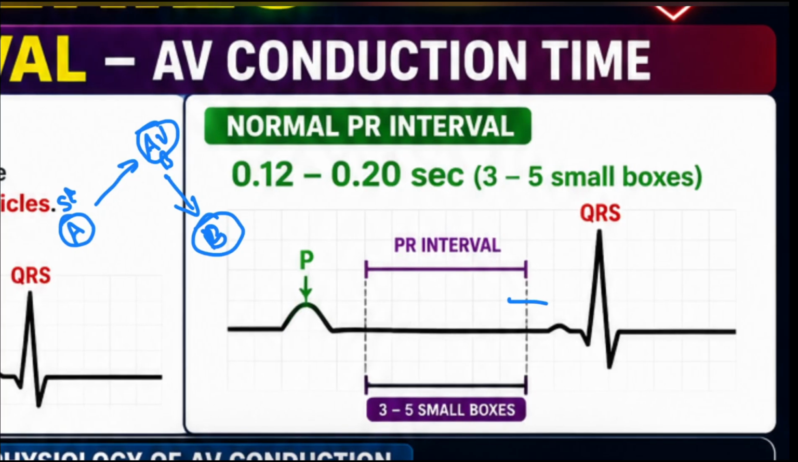Next, the normal PR interval. The normal PR interval is 0.12 to 0.20 seconds, or 3 to 5 small boxes. Remember, this is an exam point of view. If less than 3 boxes, that is a short PR interval. If more than 5 boxes, it's a long PR interval. So this is very important. If you want a mnemonic, PR means please remember. So normal 3 to 5 small boxes are 0.12 to 0.20 seconds.